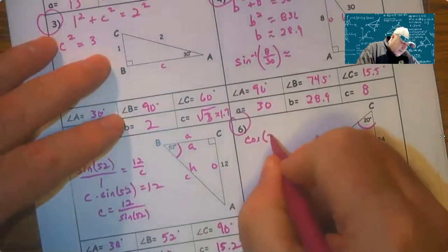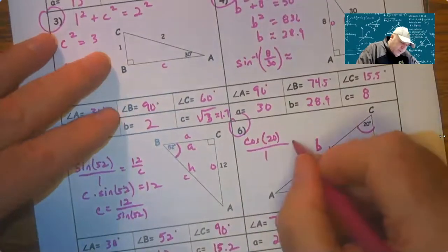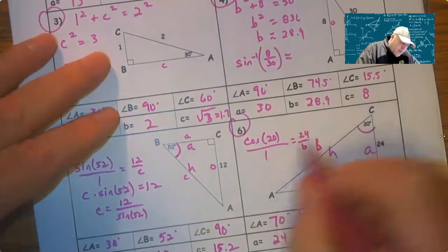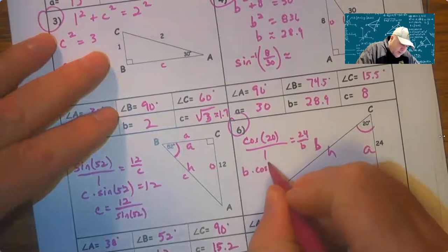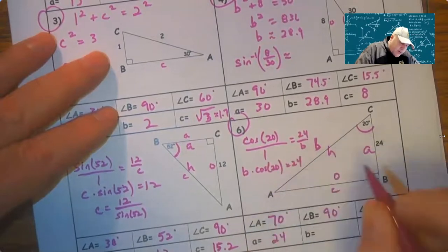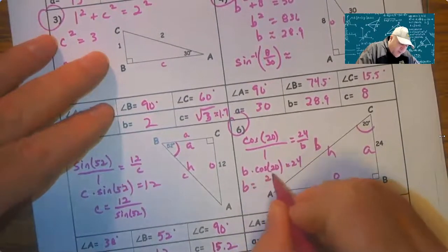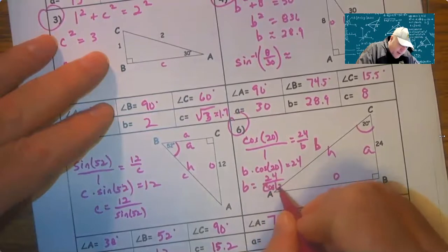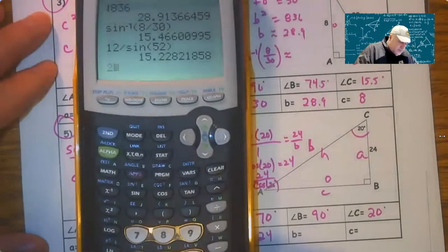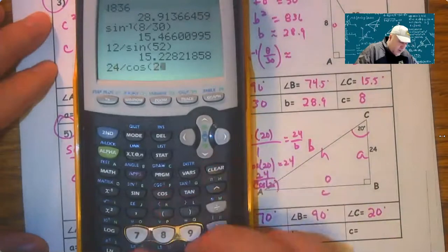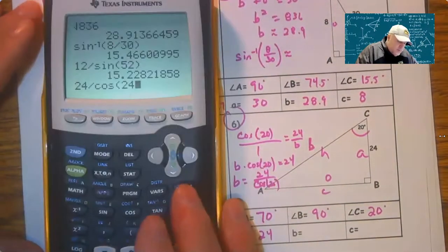So that's cosine of 20. So A and the H: cosine of 20 equals 24 over B. So B times cosine of 20 equals 24. So B equals 24 over cosine of 20. You divide, after you cross multiply, by cosine of 20.